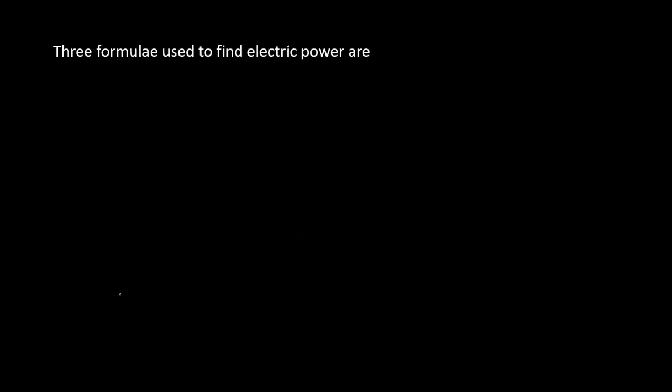3 formulae used to find electric power are P is equal to V into I, or P is equal to I into V, or P is equal to W divided by T. Next formula is P is equal to I square into R. And third formula used to find electric power is P is equal to V square divided by R.